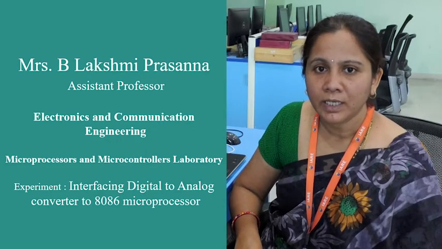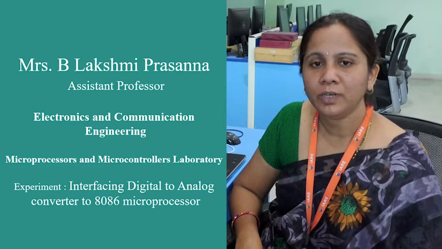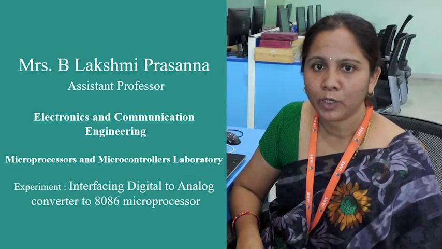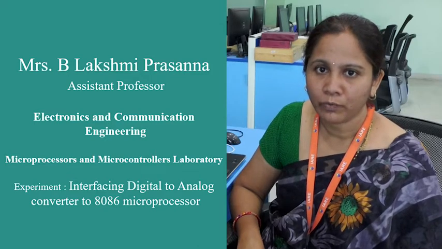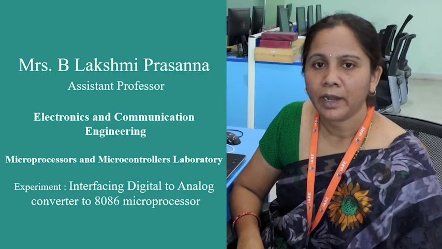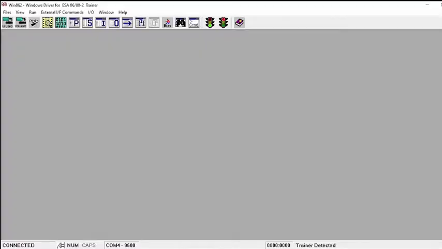Now, we will see how to interface a digital to analog converter to the 8086 microprocessor, because we need to generate analog waveforms. So today we will see how to generate an analog waveform, that is a square wave, by using a digital to analog converter, and we will see how to interface that to the 8086 microprocessor. Now we will write a program to generate the analog waveform. So here let us write the assembly language program to generate a square wave.